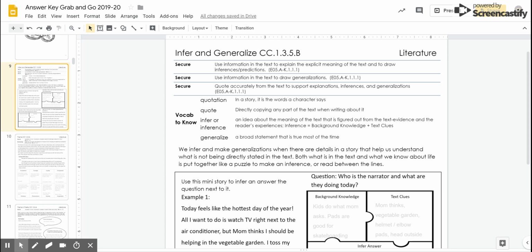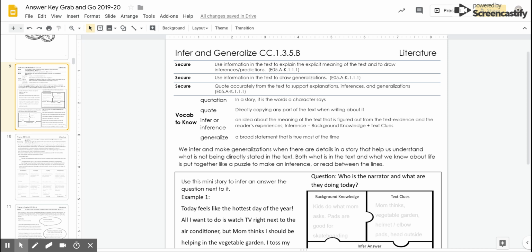We also need to use information in the text to draw generalizations, and a generalization is something that is usually true, and quote accurately from the text to support the explanations, inferences, and generalizations. So we have a large number of vocabulary words for this. A quotation in a story, it's the words that a character says. A quote is directly copying any part of the text when you're writing about it. So any words that are on the page, not just dialogue, not just what the characters say, but anything that's on the page you can use as a quote because you're taking the words of the author and directly repeating them. They're not your own words.